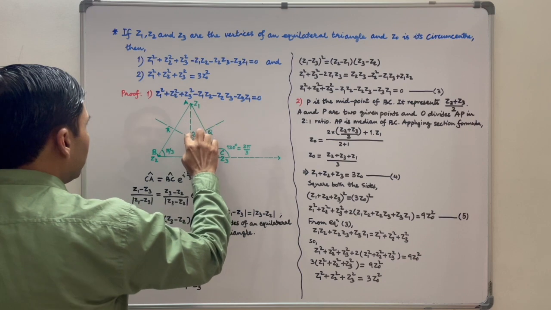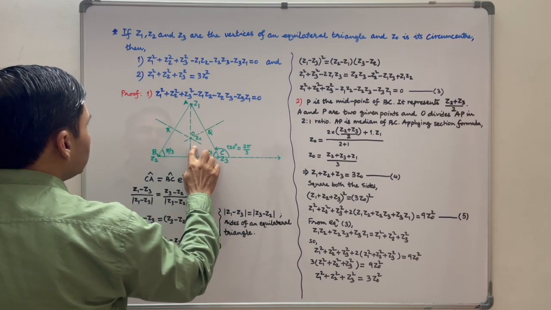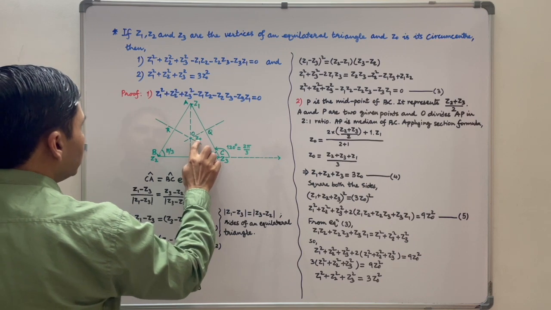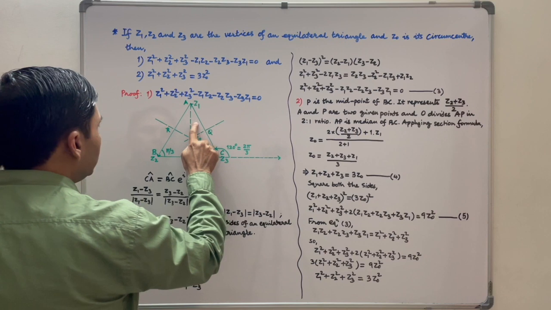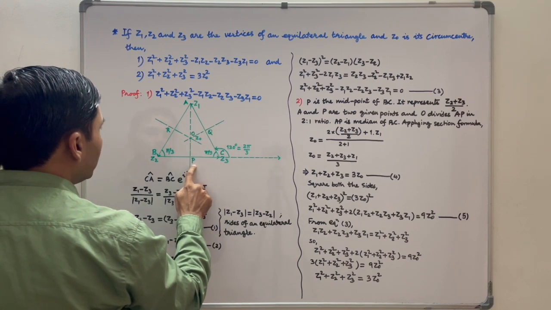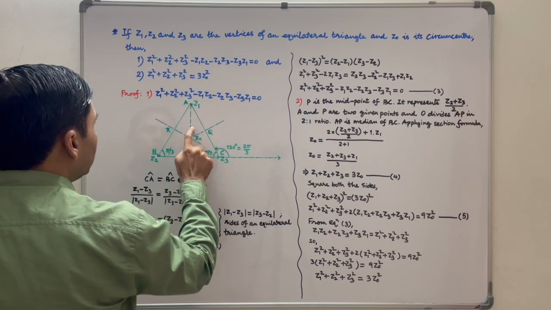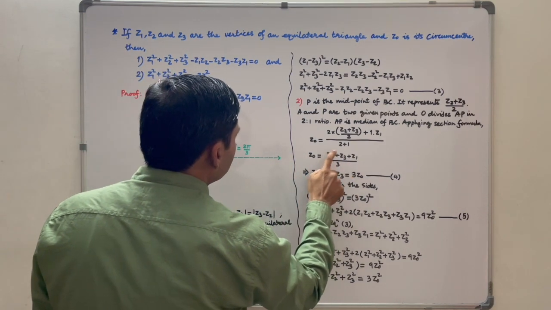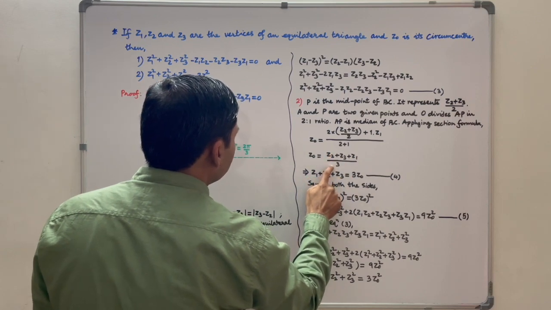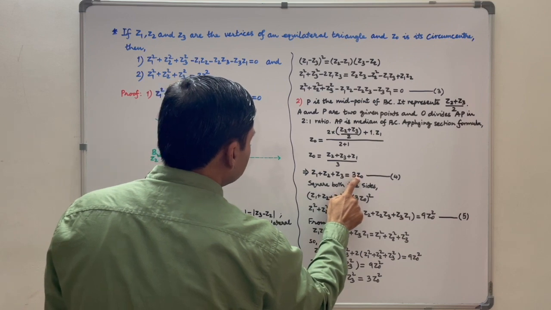AP is divided by O in the ratio 2 is to 1. So we can apply section formula to get Z0 and say that Z0 is equal to 2 into Z2 plus Z3 upon 2, plus 1 into Z1, upon 2 plus 1. So we will get Z0 is equal to Z1 plus Z2 plus Z3 upon 3, or Z1 plus Z2 plus Z3 is equal to 3Z0.